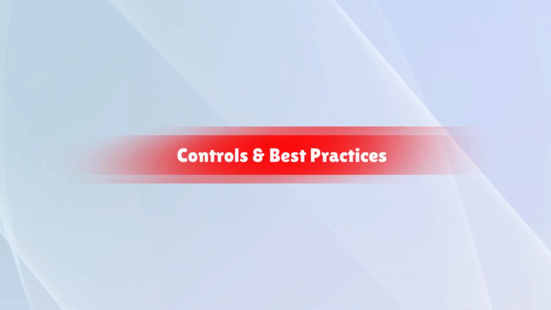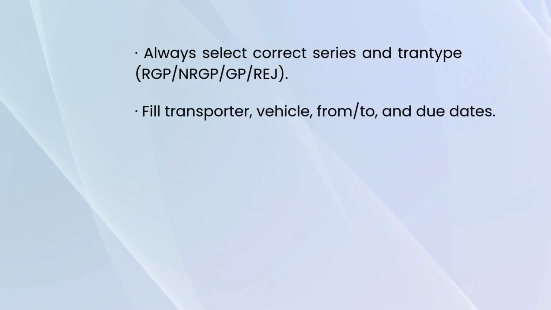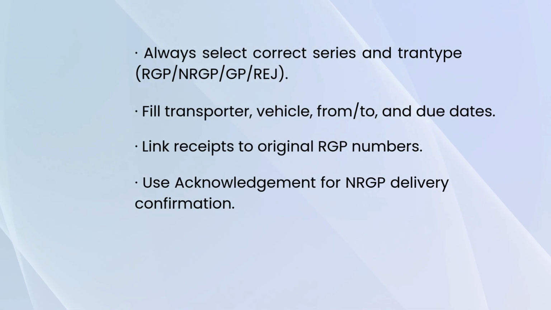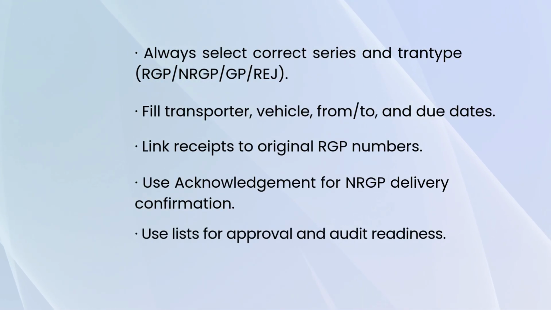Controls and best practices. Always select correct series and tran type: RGP, NRGP, GP, REJ. Fill transporter, vehicle, from, to, and due dates. Link receipts to original RGP numbers. Use acknowledgement for NRGP delivery confirmation. Use lists for approval and audit readiness.